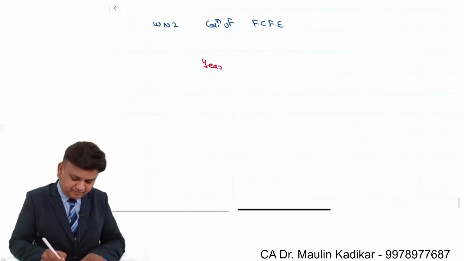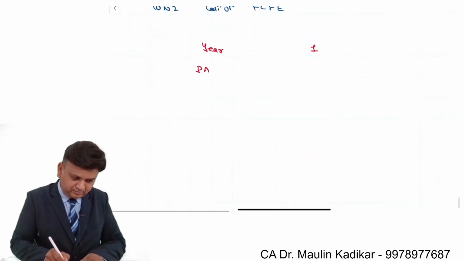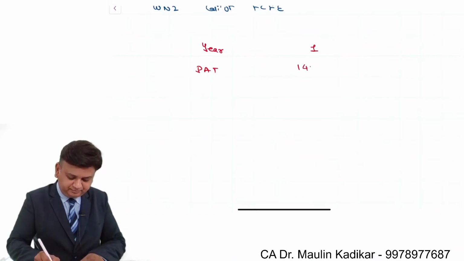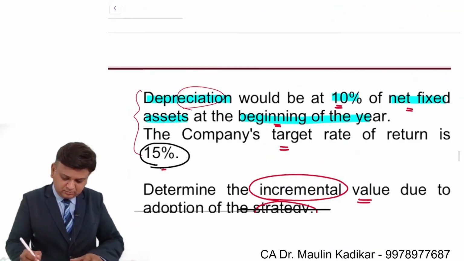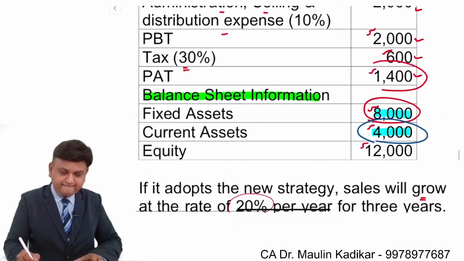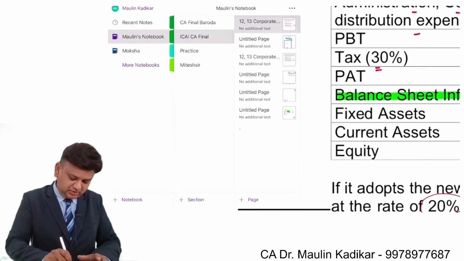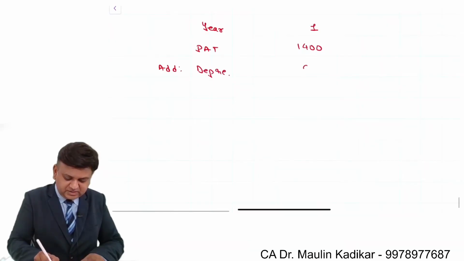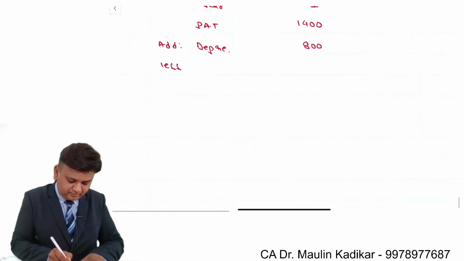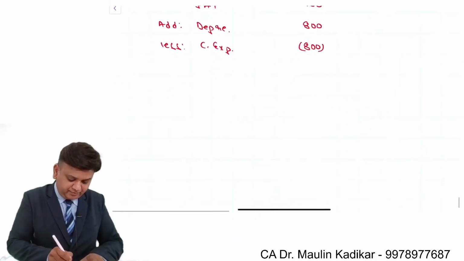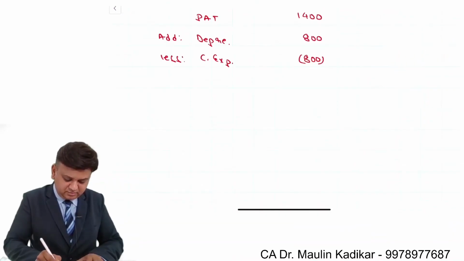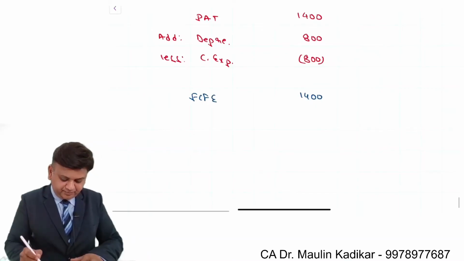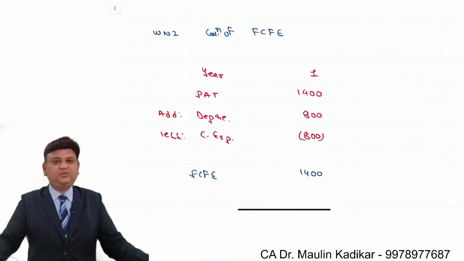In that, year 1, profit after taxes is 1400. Sales same, same story. Add depreciation, an amount of 800. Less capital expenditure, again 800. No working capital change, so I am not writing it. So in that case, free cash flow for equity will be 1400. This will be for the end of year 1 and it is going to remain the same for perpetuity.